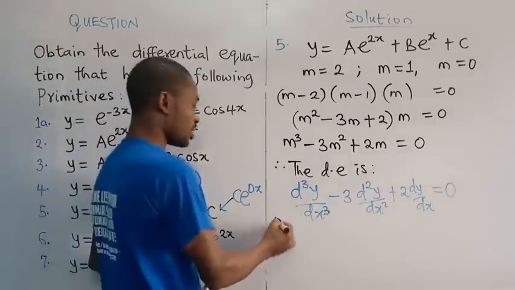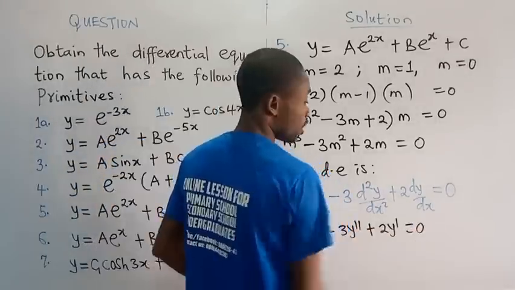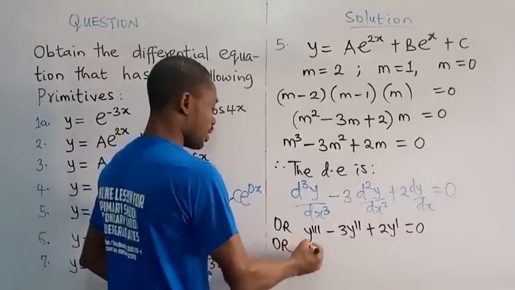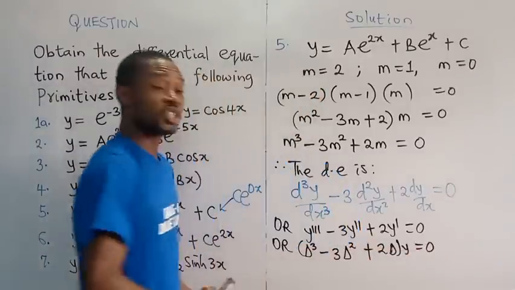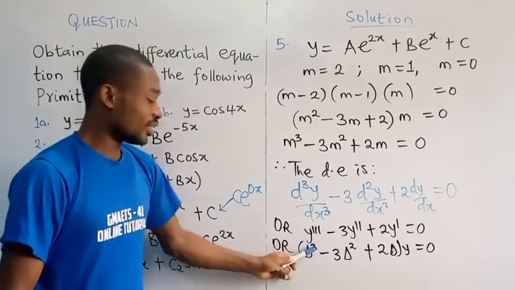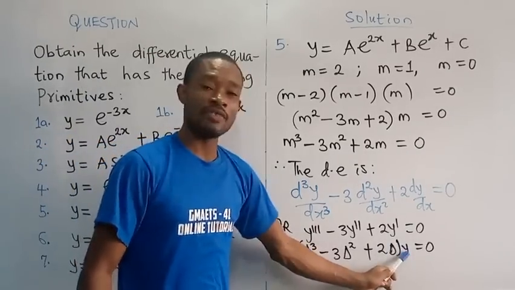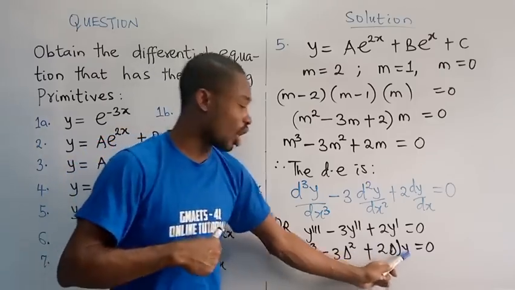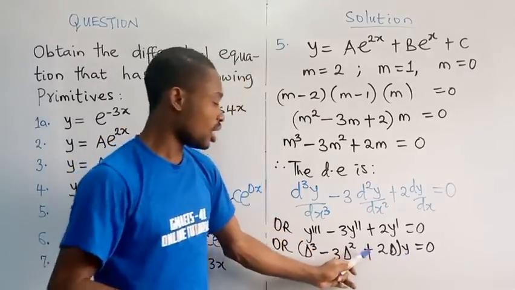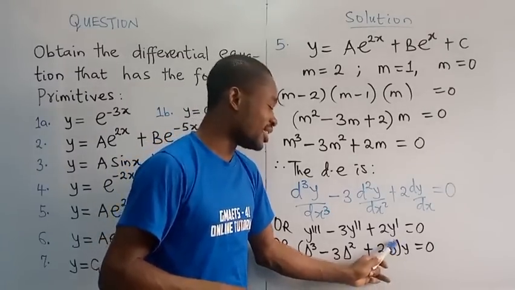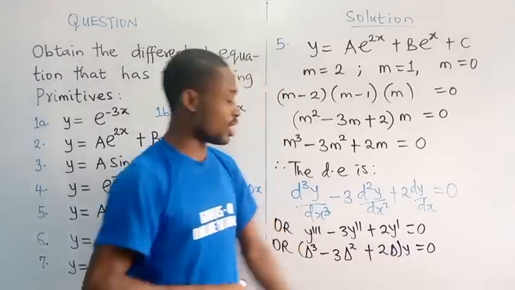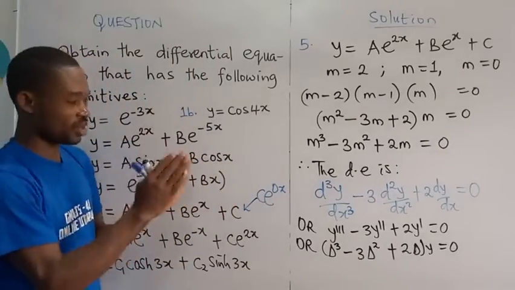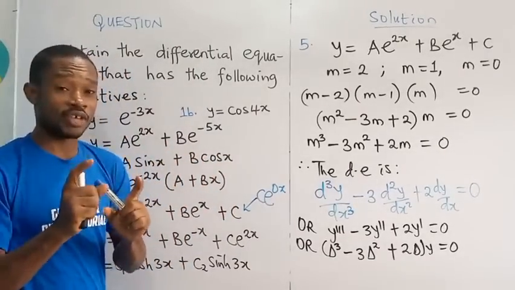Of course, you can still write it in this form, equal to 0. If you still want to use the capital D notation, you can still write it in this format, equal to 0, which reads to mean the third derivative of the dependent variable y minus 3 times the second derivative of the dependent variable y plus 2 times the first derivative of that dependent variable y equal to 0. So that's how you solve this particular problem. And you can see it's actually very easy.